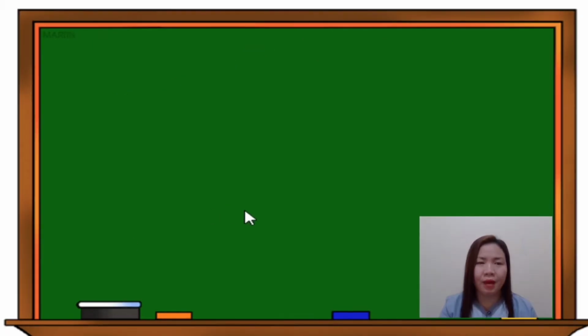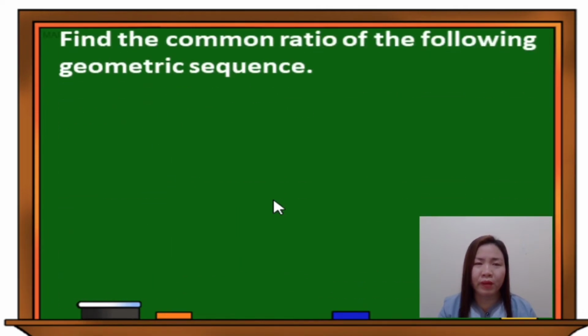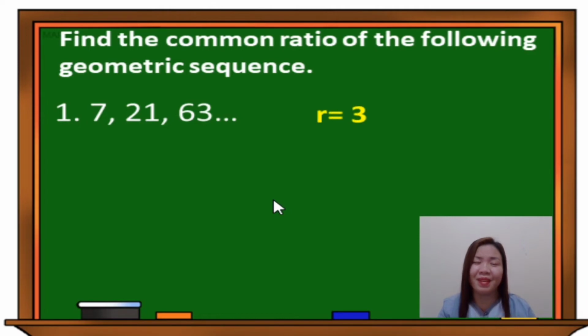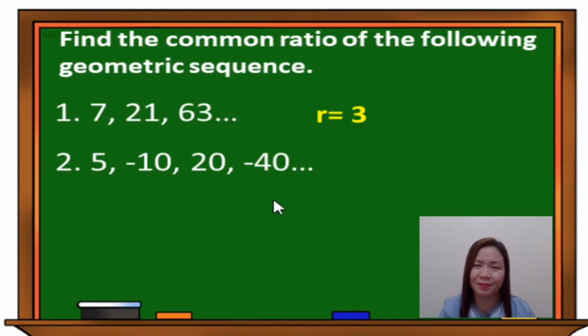Very good. Now let's proceed to these exercises. Find the common ratio of the following geometric sequences. 1, 7, 21, 63. The correct answer is that the common ratio is 3. Second example, can you answer this? The correct answer is negative 2: negative 40 divided by 20, 20 divided by negative 10, negative 10 divided by 5.